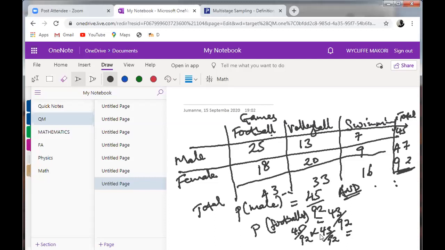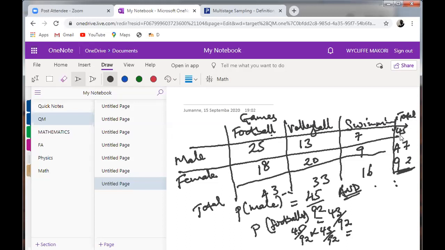Excuse me. Yes, Glory, I can hear you. Are we using the total of the footballers, or are we just taking the number of the males, which is 25? Okay, repeat the question. The question was the probability of picking a male and a footballer. Come again, you are saying a male? The question was, and a footballer. And a footballer, yes. Now here, let us agree.